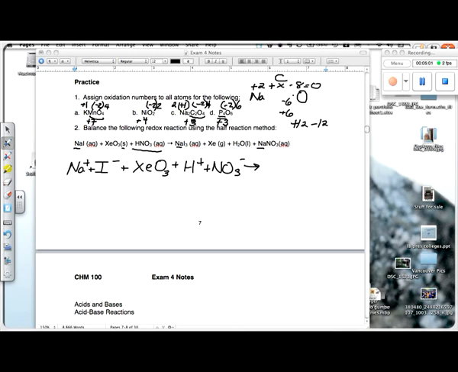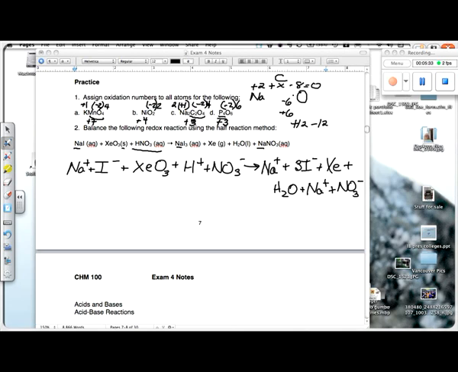Goes to, need to save some room here. Na plus, 3I minus, plus xenon, the element, plus water, plus the sodium nitrate. Now, not only is nothing happening to sodium, but nothing's happening to nitrate either. They are spectators. So what is changing here?